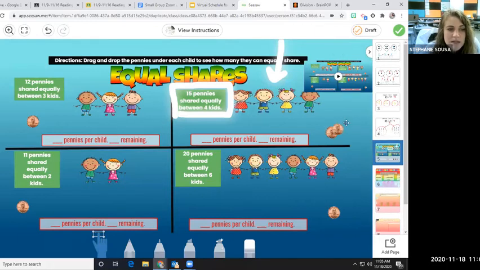So here's my pennies down here, and I can click and drag them around. I'm going to put 1 in front of each child until I run out. So I'm going to give 1 to this little girl in the red dress. You do the same.